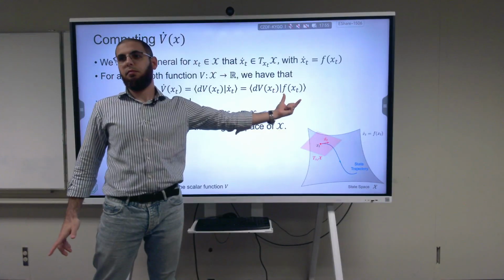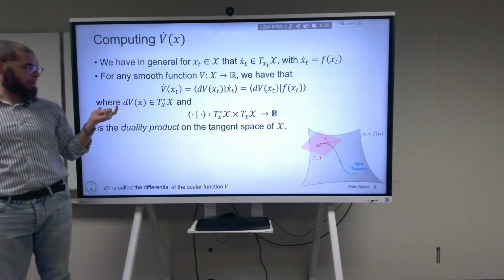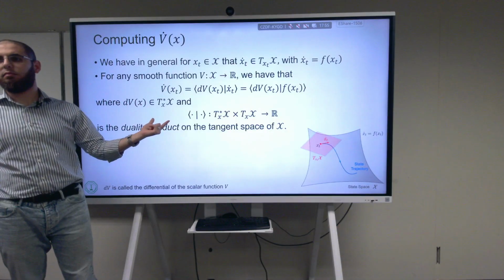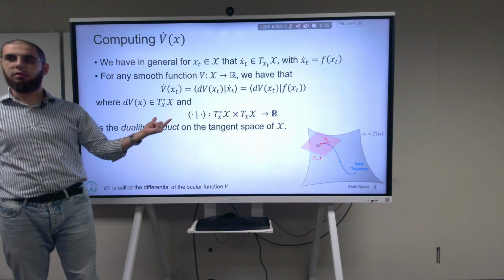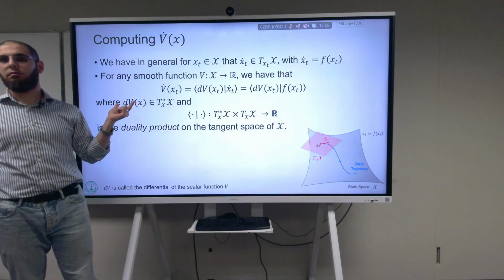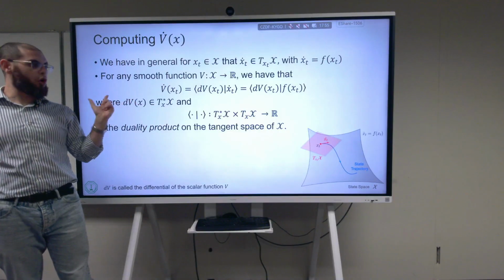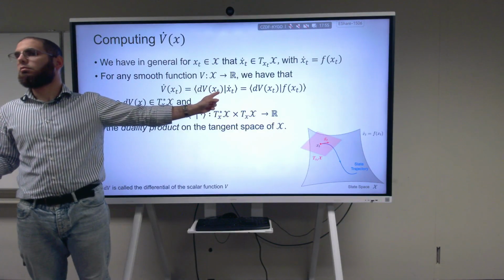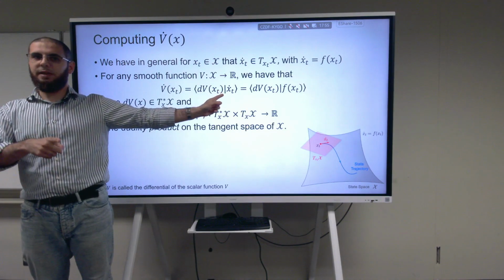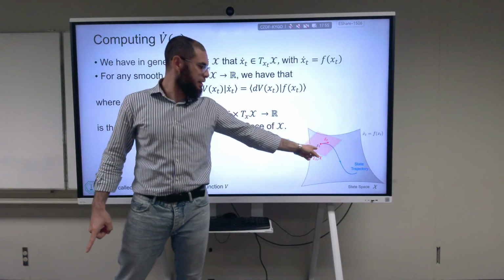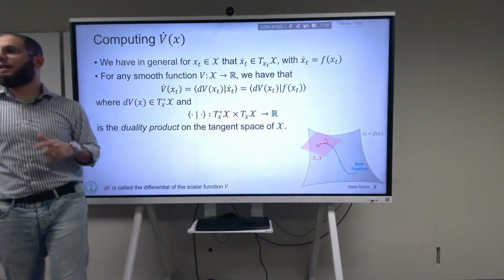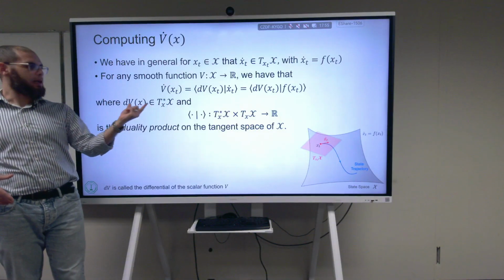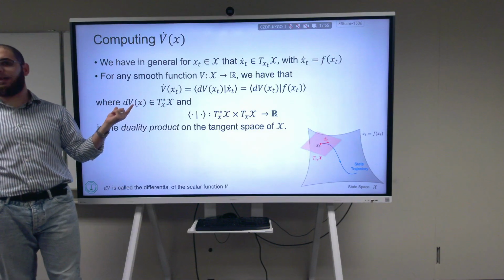What is this bracket here? First of all, what is the dv of x? It's something that lives in the cotangent space, which means it is a covector. And what about x dot? It was a tangent vector, a vector in this red tangent space. For every vector space, there is a dual vector space, and we call this the cotangent space. And this is a special covector.